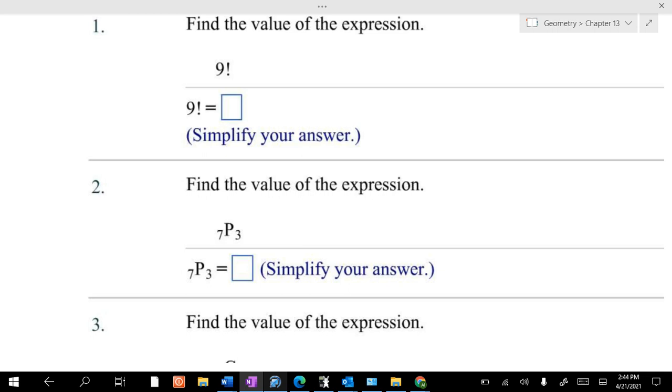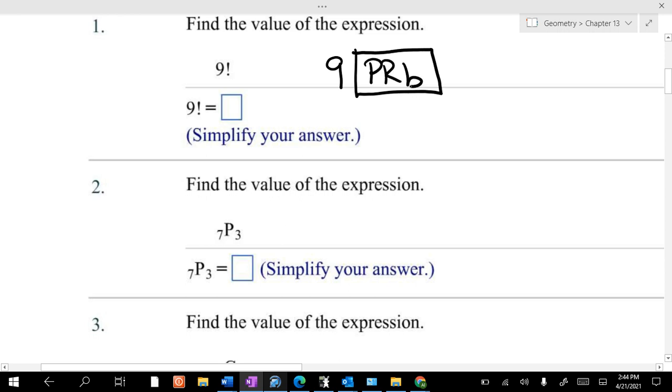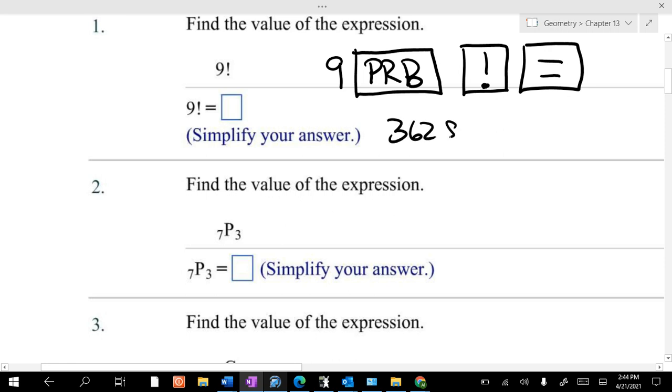But I don't know if any of you know where a button like that would be on your calculator. There's a button, Mr. Kennington? Oh, you click the PRB button. If you don't have your calculator out right now, you better get it out. All right. So you go 9, push the PRB button, find the exclamation point, and press the equals button. What do you get? 362,880.